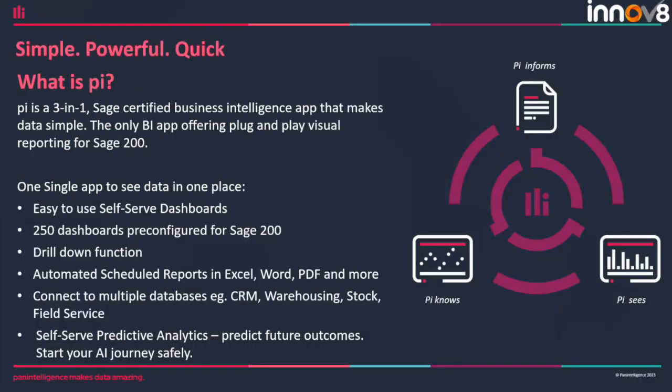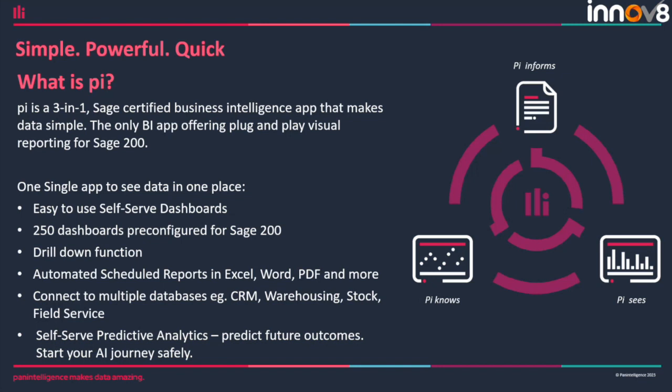So what is PanIntelligence, or Pi as we're going to call it? It's a 3-in-1 solution. It is Sage certified. They've seen the solution, they've rubber stamped it, and it is the only BI app offering true plug and play visual reporting for Sage 200. So that's graphical, drillable reports.